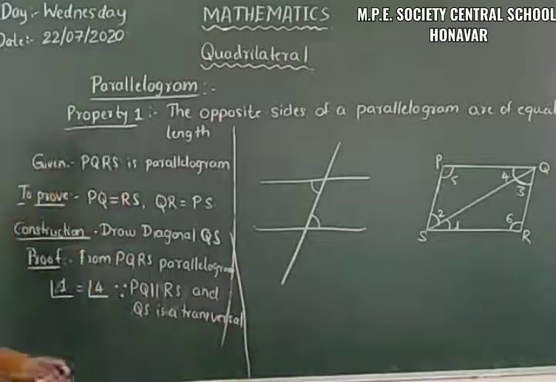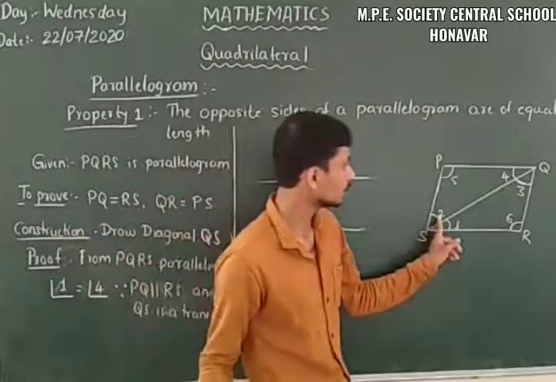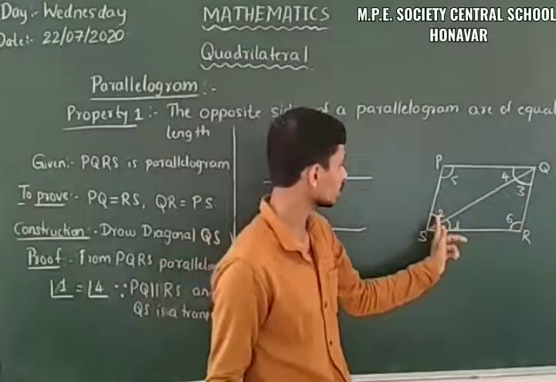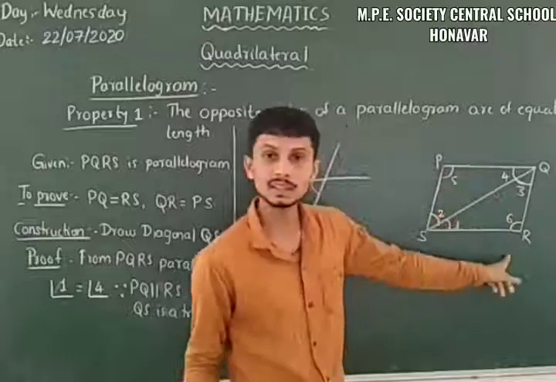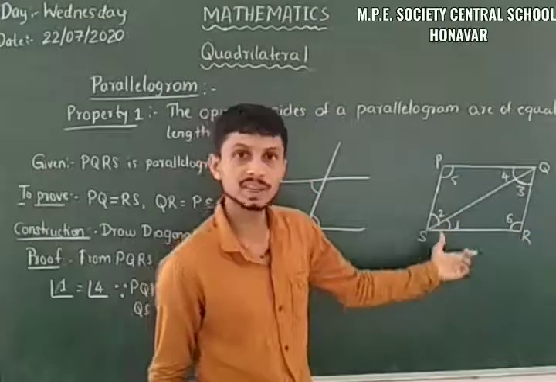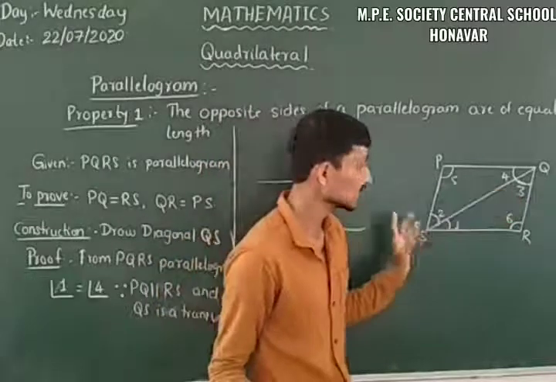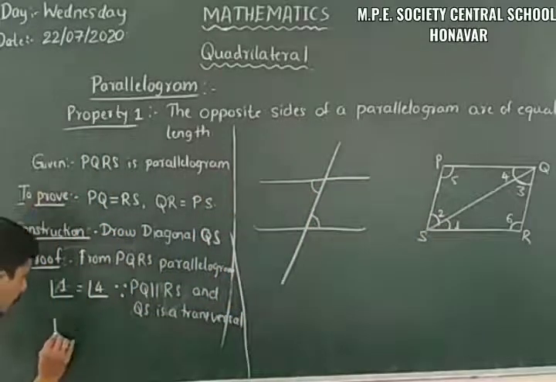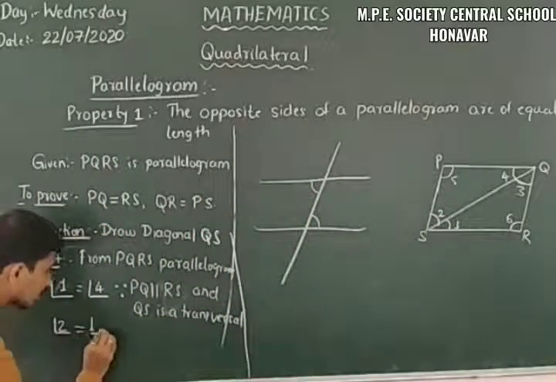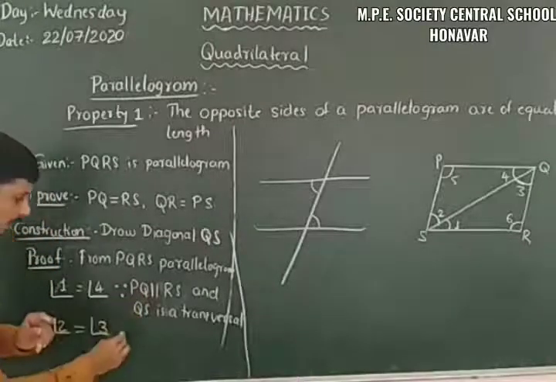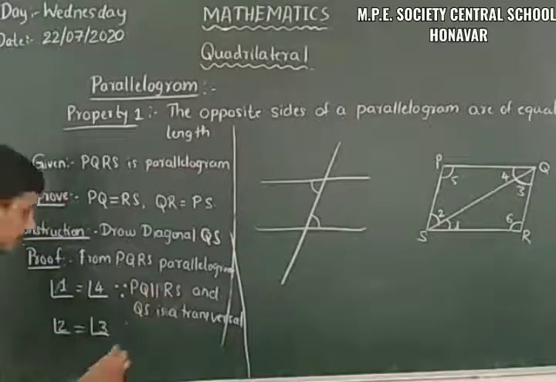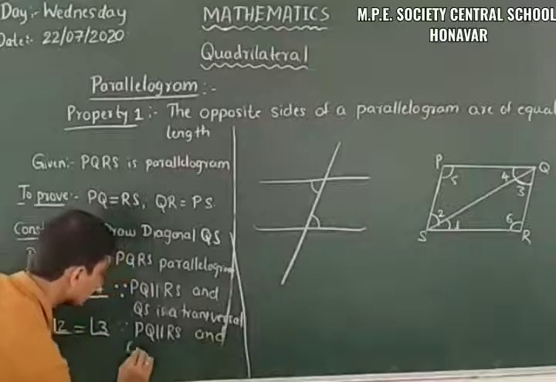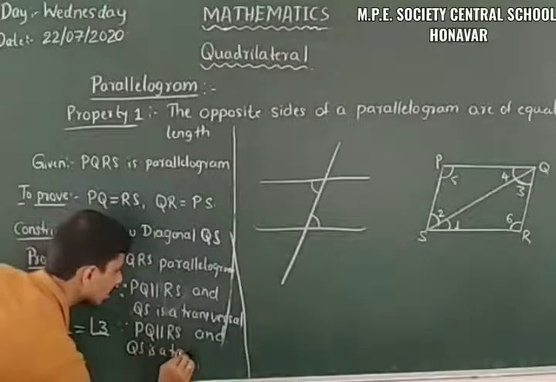Then again, just observe angle 2 and angle 3. Angle 2 and angle 3 are also alternate angles here, because PQ and RS are parallel lines, and QS is a transversal. That means 2 and 3 are equal. So angle 2 is equal to angle 3, for the same reason: PQ is parallel to RS, and QS is a transversal.